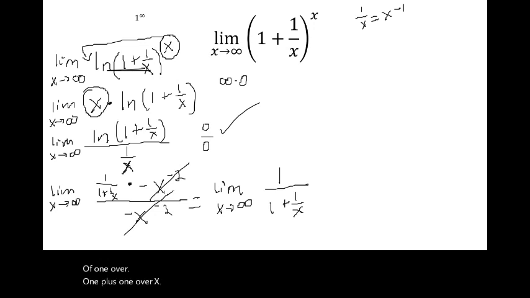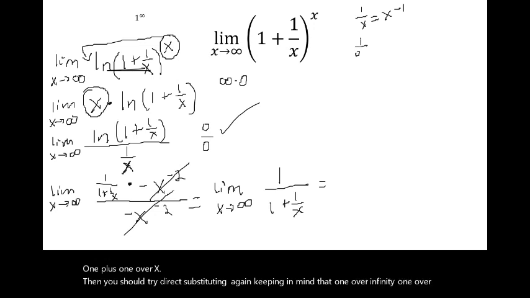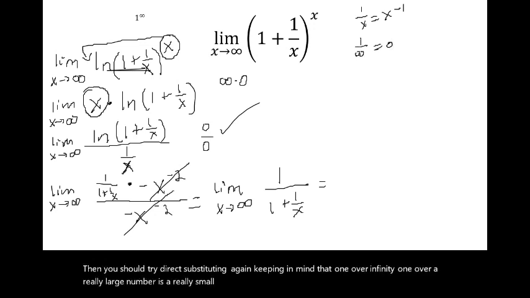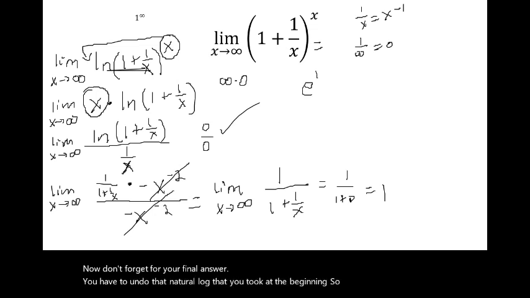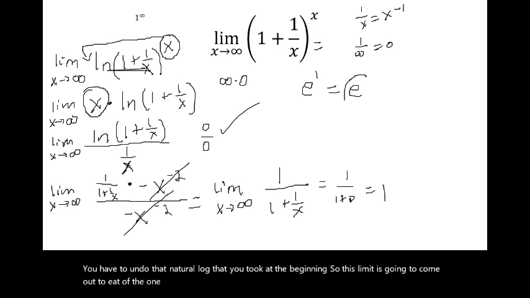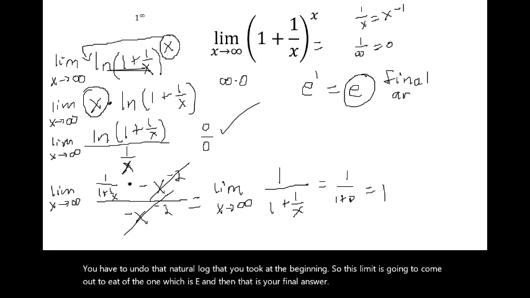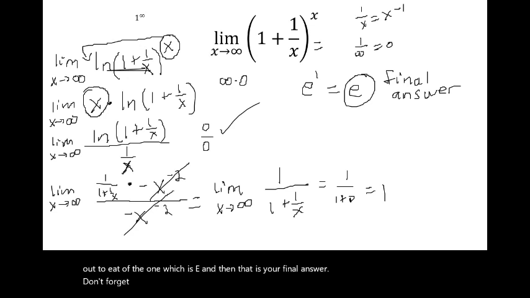Then you should try direct substituting again, keeping in mind that 1 over infinity, 1 over a really large number, is a really small number, approximately 0. So we have 1 over 1 plus 0, which is 1. Now, don't forget, for your final answer, you have to undo that natural log that you took at the beginning. So this limit is going to come out to e to the 1, which is e, and then that is your final answer. Don't forget this step. It is easy to forget, but if you forget this step, you will lose points, unfortunately.